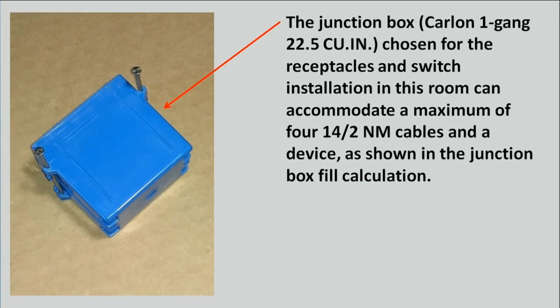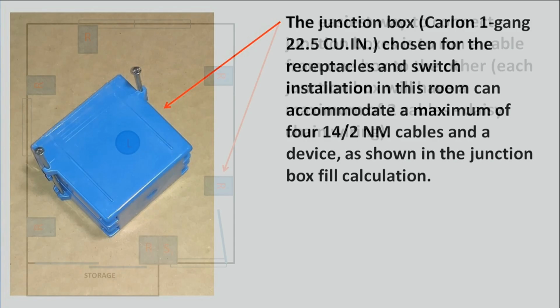The junction box, Carlon 1-gang 22.5 cubic inches, chosen for the receptacles and switch installation in this room can accommodate a maximum of four 14/2 NM cables and a device, as shown in the junction box fill calculation.